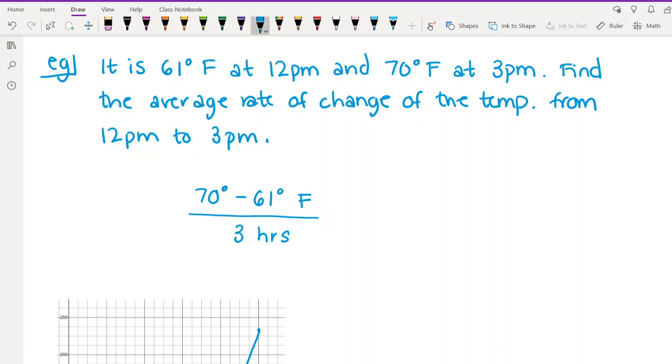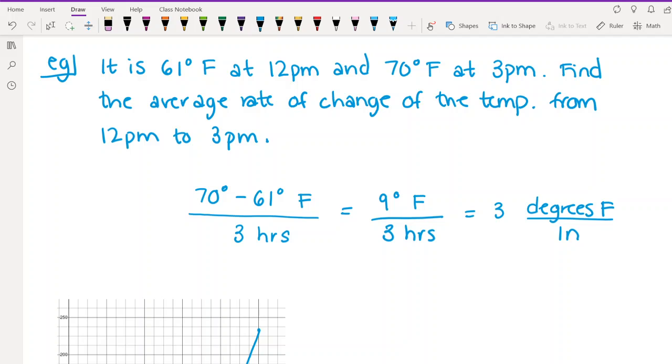Okay, so what does that give us? Well, that gives us in the numerator 9 degrees Fahrenheit over 3 hours. And so we can simplify this, we can reduce it, and we end up getting 3 degrees, because 9 divided by 3 is 3. And then what are our units here? Well, I'm going to separate out this degree symbol and write it in words. So what are the units? They're degrees Fahrenheit per hour.